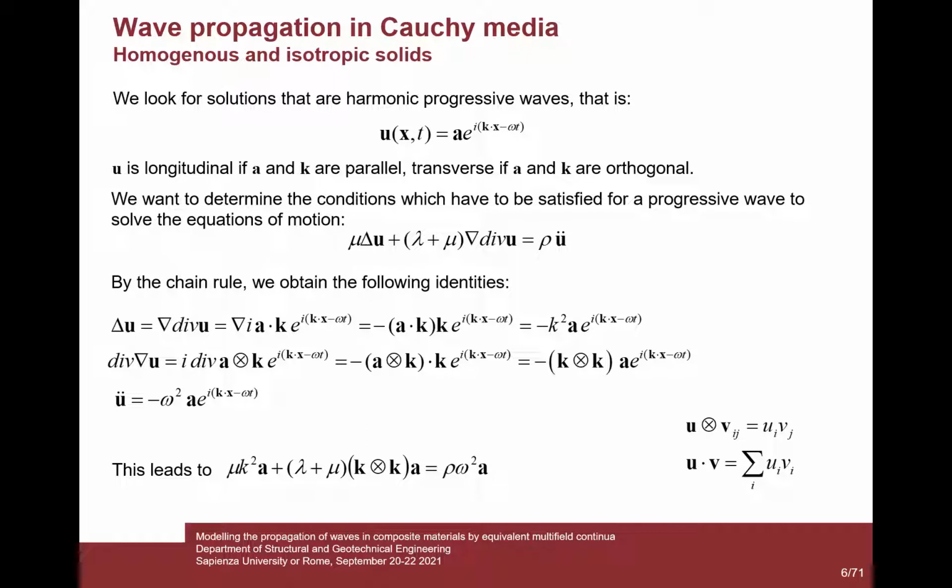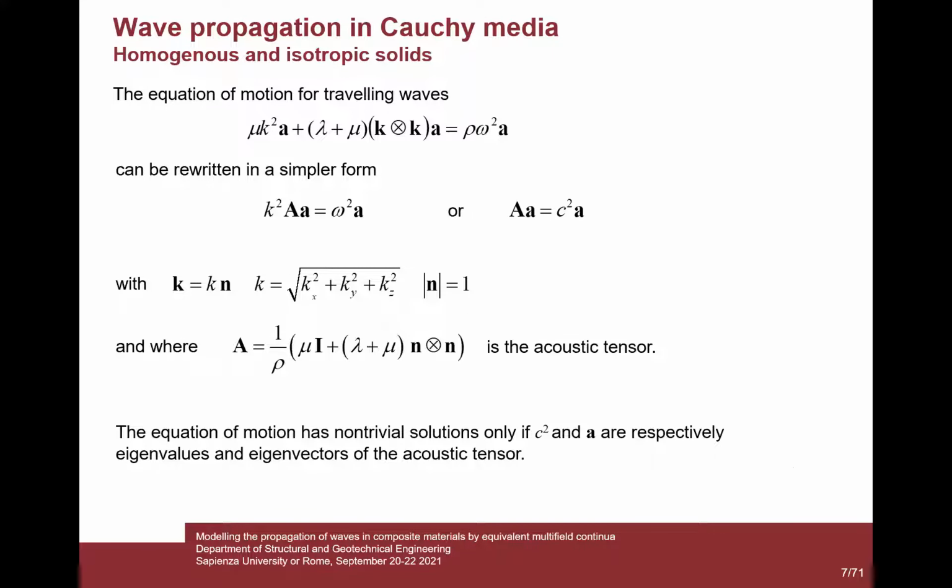the wavefront. And if you want to determine the conditions which have to be satisfied for a progressive wave, which means for a solution like that to solve the equation of motion, we just have to substitute this equation in the Navier equation. In this way, we obtain this other equation, which is the equation of motion for traveling waves. Now, if we do a little algebra on this equation, we can write it in this simple form, where A is the acoustic tensor.